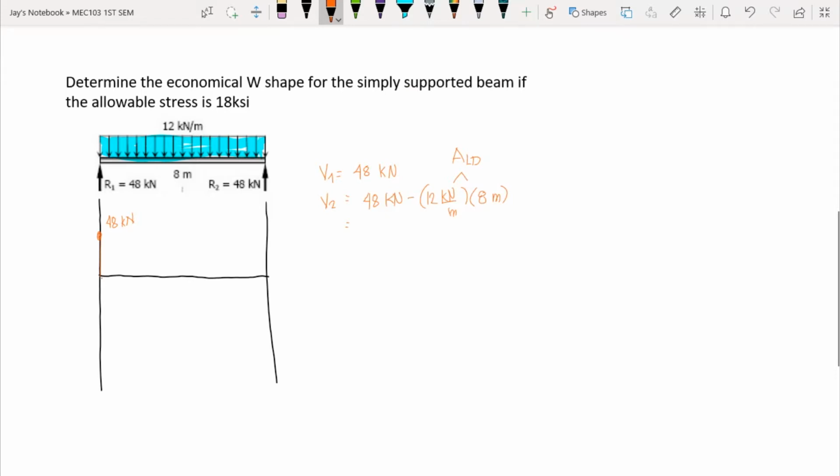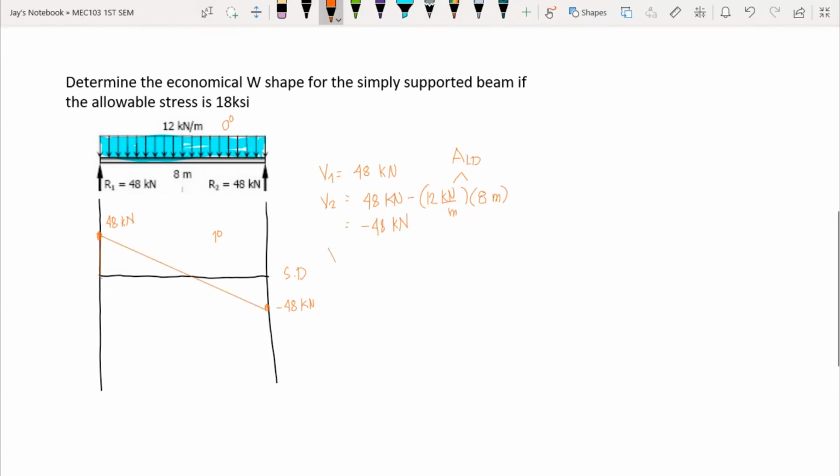So let's try to check it. We have 48 minus 12 times 8, which gives negative 48 kilonewton. That is negative, so the location of this shear is below the reference line. So we have here negative 48 kilonewton. Again, this is our shear diagram. Now take note, this is a 0-degree load diagram, so our shear diagram should be of first degree. So we connect the 2 points, and then we have our shear diagram.